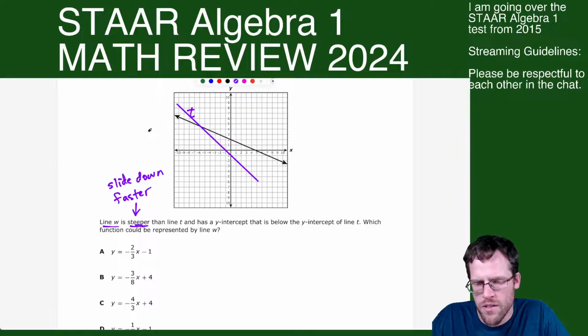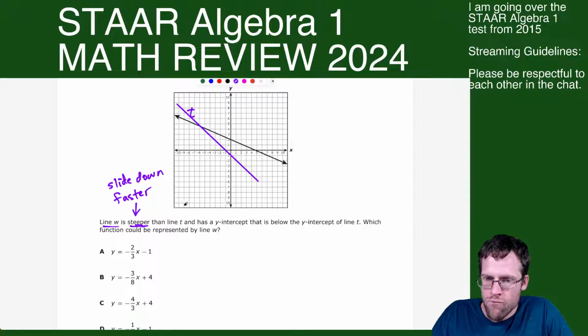Okay, like that's what I'm just imagining. Steeper means like this one I would slide down maybe kind of fast. This one would be like, whoa, really fast. So line W is steeper, which means it could be looking like this, and the y-intercept is below the y-intercept of line t. Okay, so it has a y-intercept that is below the y-intercept of line t.